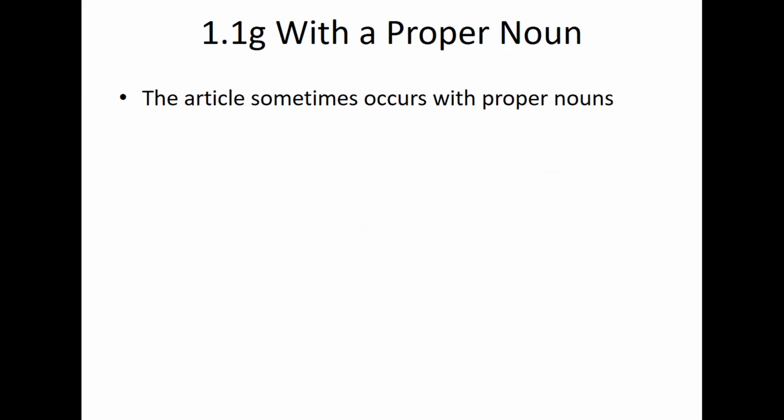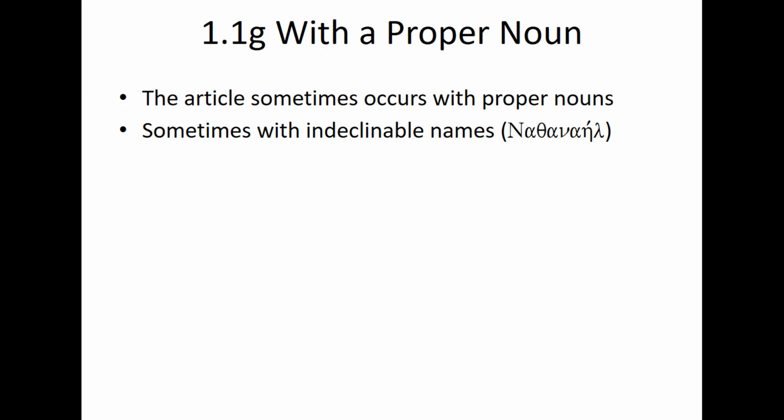You may be surprised to find that proper nouns will sometimes have an article. One reason where this makes sense is with indeclinable names, such as Nathaniel. Indeclinable simply means that it doesn't go through different endings for different cases. So if it doesn't decline, how are you going to know what the function is in a particular context? Well, that's where our friend the article shows up and tells you.